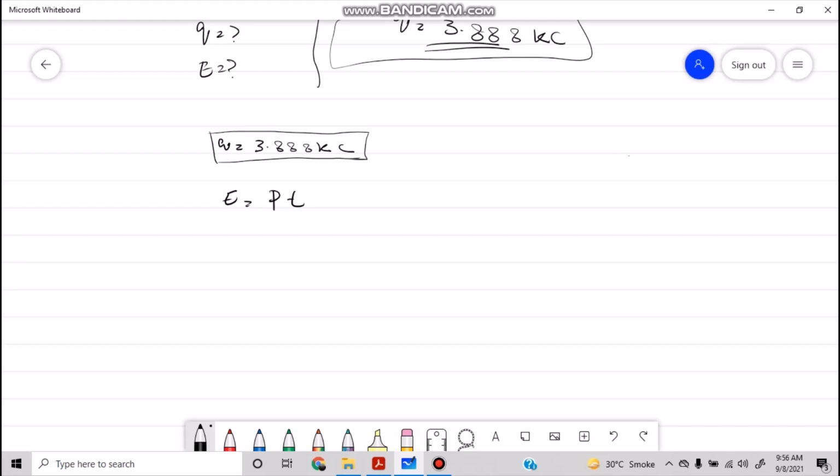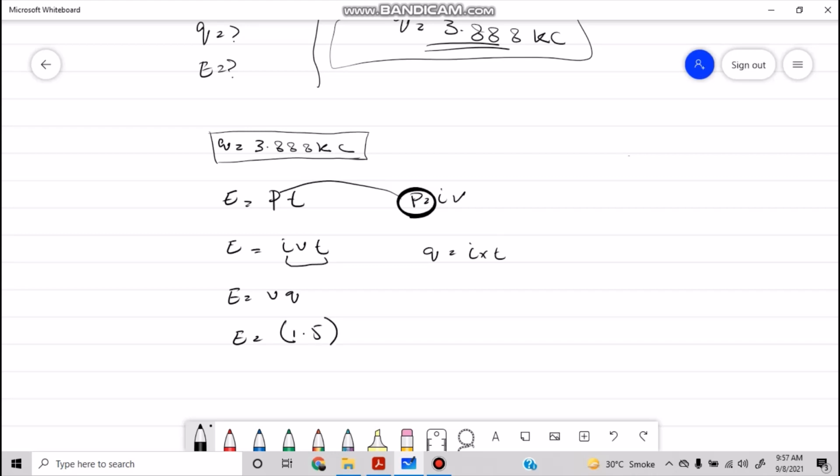Then we know P equals I V. Then we can put the value of P in the equation, meaning I, V and T, and we know that I times T is Q, where Q equals I multiplied by T. So we can write the same equation as Q times V. We have the value of voltage, which is 1.5 volt, given in the question, and the value of charge which we have already found, 3.888 kilocoulomb. Then we get the value of energy equal to 5.832 kilojoule.